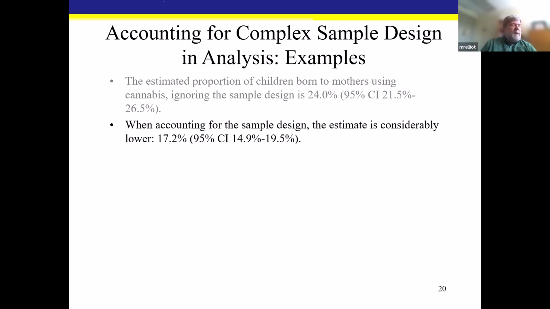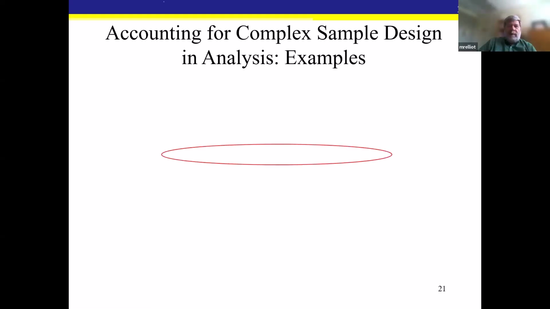I think this is what we sort of settled on most recently. The estimated proportion of children born to mothers using cannabis, ignoring the sample design, was just under one fourth. But when we account for the sample design, the estimate is considerably lower, about 17%. Still maybe higher than one might have expected.